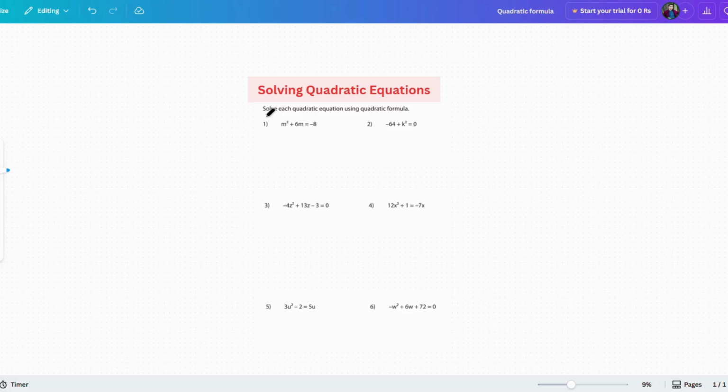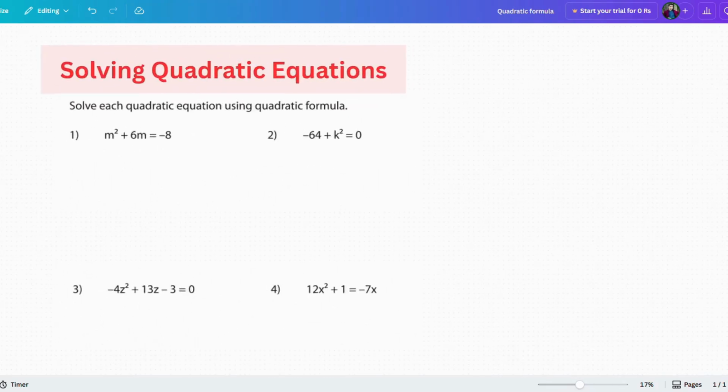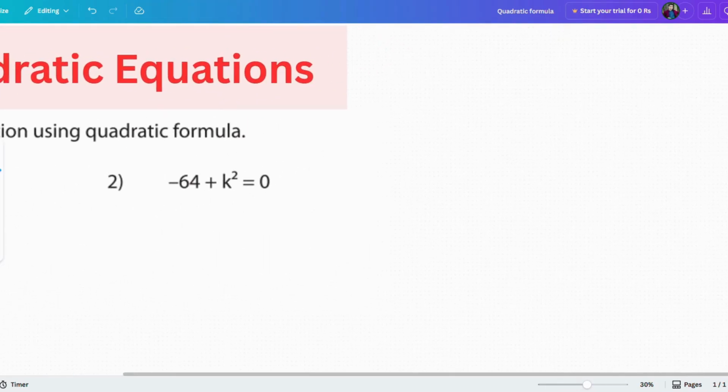Okay guys, let's just solve those quadratic equations using the quadratic formula. So let's start doing it. But before that, I will show you how the quadratic formula looks. It is represented as x equals minus b plus minus radical b square minus 4ac, divided by 2a.